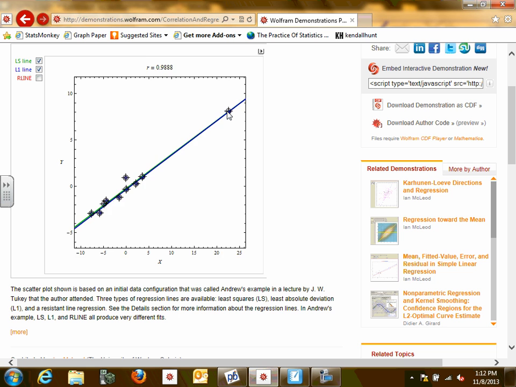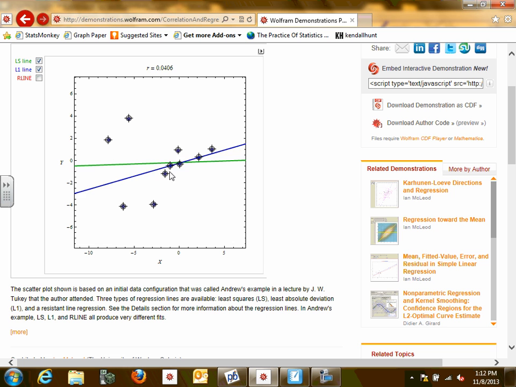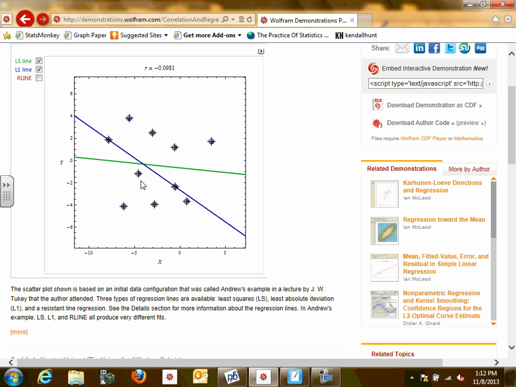Let's say I have some points that are pretty random. Is there much linear correlation going on here? No. If you saw this, you'd probably say there's not much of a linear correlation. Look at the R value right here.